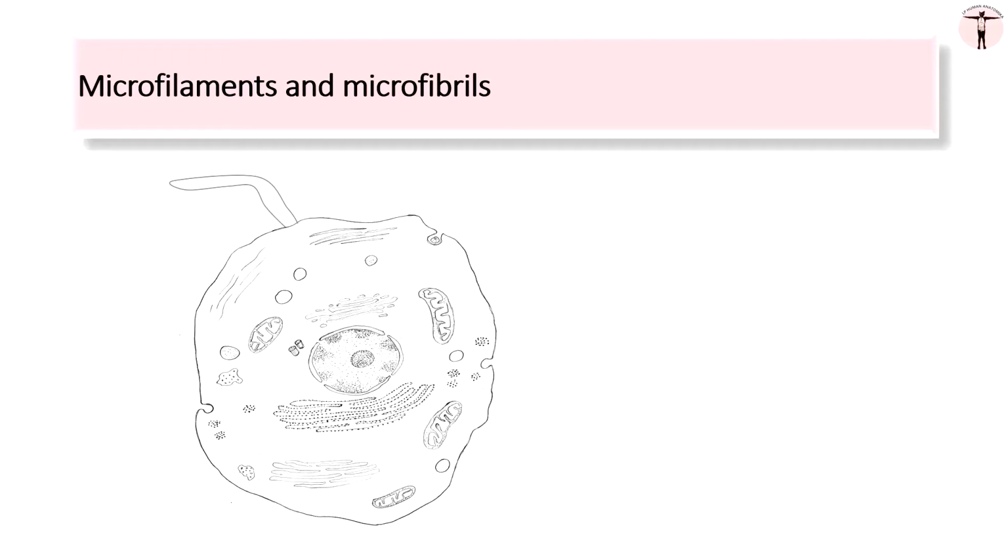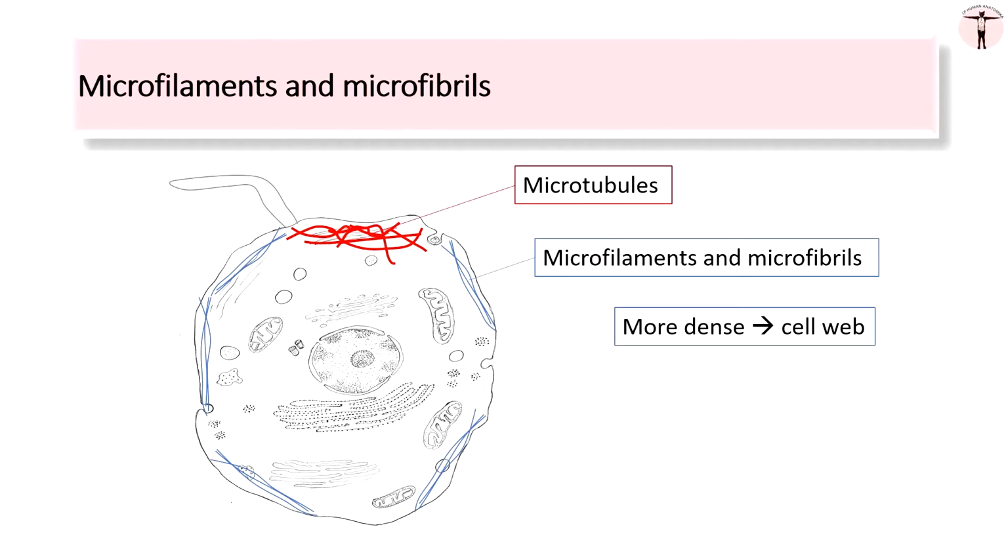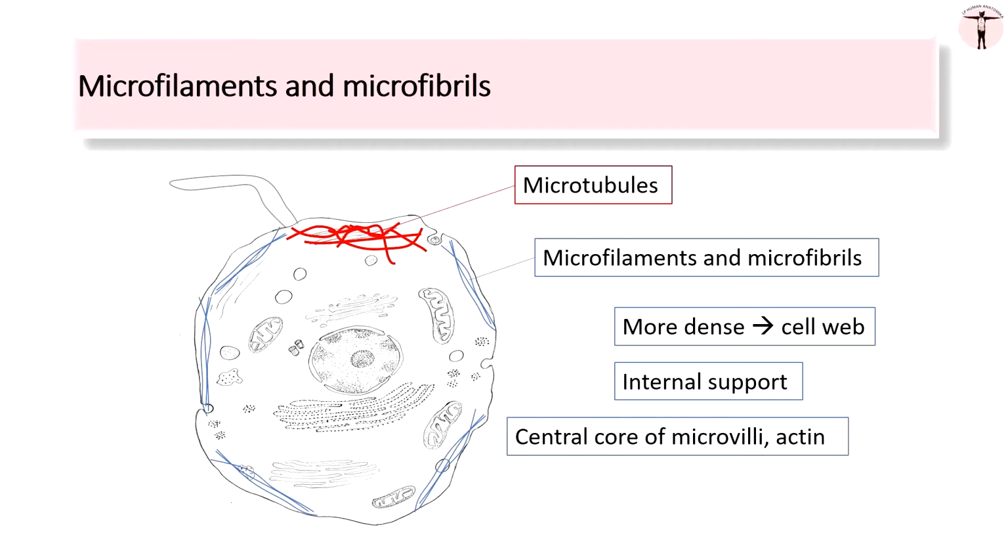Filaments and microfibrils are ultramicroscopic networks of filamentous structures which are different from microtubules. Some of the filaments are more dense beneath the cell membrane, forming the cell web and acting as internal support to the cell. Some filaments are present in the central core of the microvilli, while others form actin filaments of the contractile muscles.